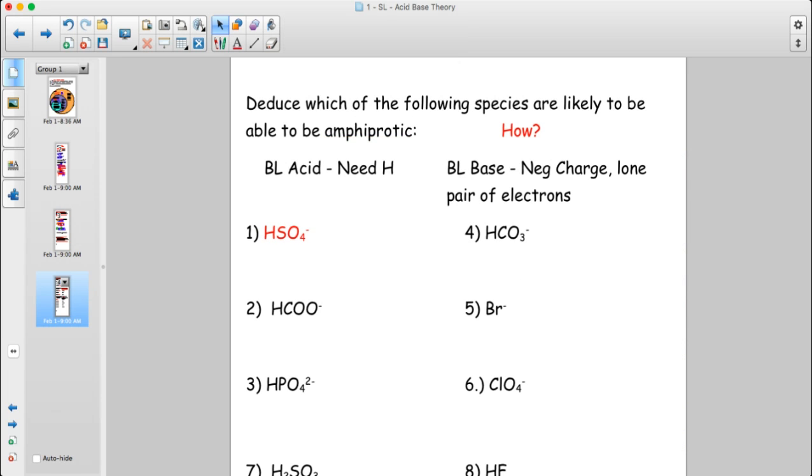So that's our introduction to acid-base theory, identifying acids and bases in the Bronsted Lowry theory, identifying conjugate pairs, and also identifying or figuring out the formulas of conjugate acids and conjugate bases.